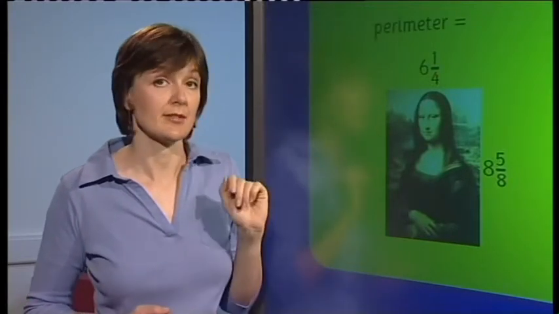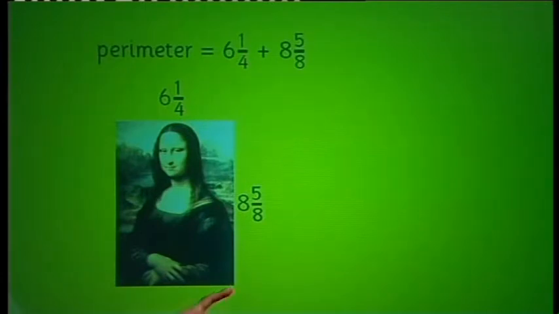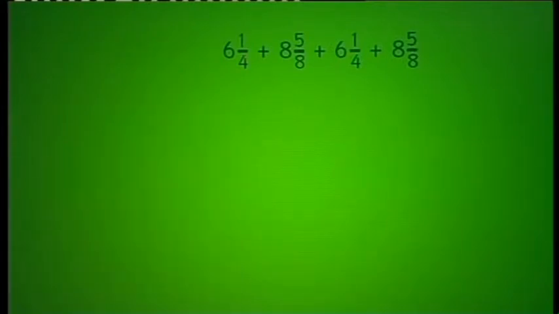So here's my photograph, and I've measured it in inches. It's 6 1/4 inches wide and 8 5/8 inches tall. Now I've done this quite deliberately to let you prove to yourself that you can tackle any sort of problem even when it isn't in the nicest form. What we'll do with this imperial photo is to calculate its perimeter. And that means we need to do the fraction addition 6 1/4 plus 8 5/8 plus 6 1/4 plus 8 5/8. So let's do it.